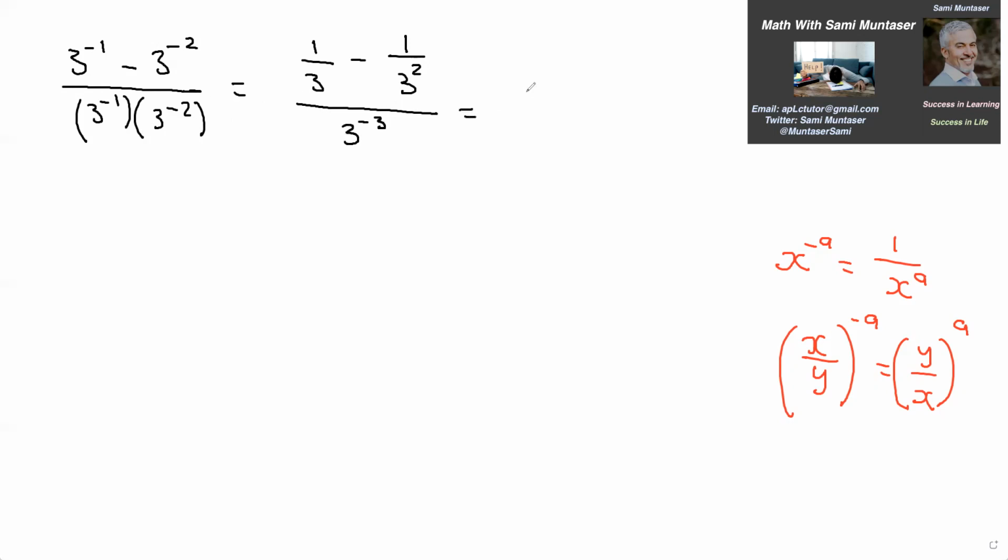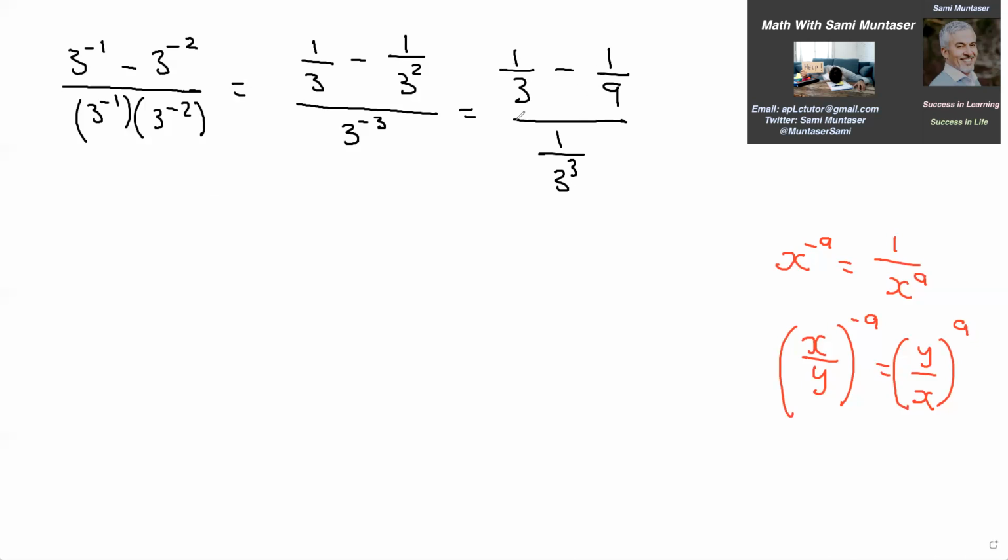What's the next step? The next step, this is going to be 1 over 3 minus 1 over 9. And this here will be 1 over 3 cubed. Okay, because that's basically using this rule right here, or this law, where with a negative exponent you flip it and make the exponent positive.